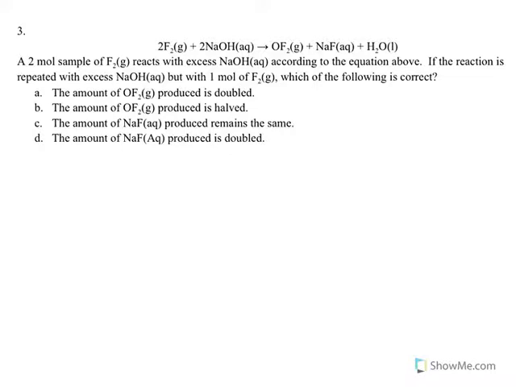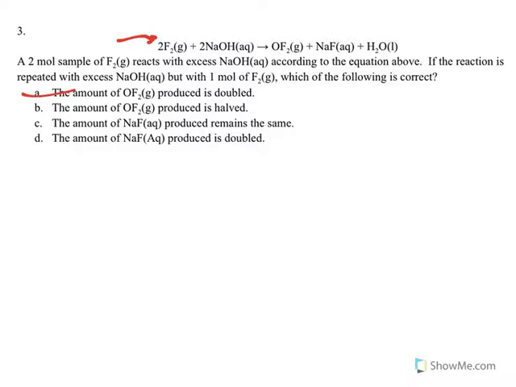All right, in this next one, a 2 mole sample of F2 reacts with excess sodium hydroxide according to the equation above. If the reaction is repeated with excess sodium hydroxide but with 1 mole of F2, which of the following is correct? So at first you put in 2 moles of F2. Now we're only putting in 1. So we're halving the number of reactants going in. So A says the amount of OF2 produced would be doubled. It doesn't make much sense to put in more reactant, or less reactant rather, and get more product out. So A cannot be our answer.